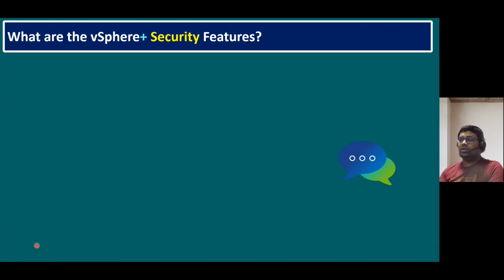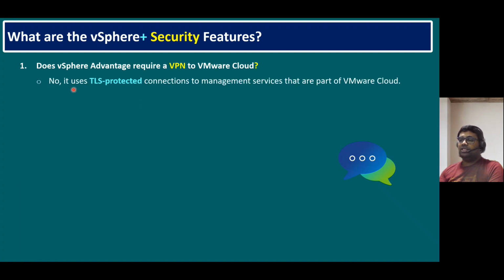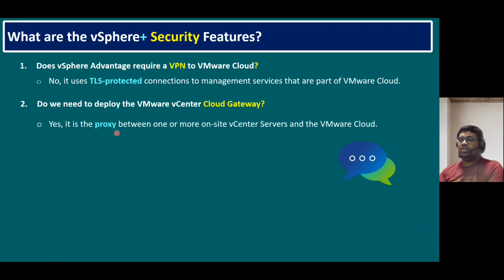And there are some more security-related questions. Does vSphere Plus require a VPN to VMware Cloud? Generally, a VPN is not required. It uses a TLS-protected connection to manage services that are part of VMware Cloud, and using the cloud gateway only, we are able to connect to VMware Cloud. And do we need to deploy the VMware vCenter Cloud Gateway Appliance? Definitely yes. It's a proxy between one or more on-site vCenter servers and VMware Cloud.